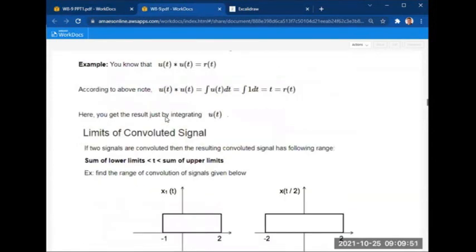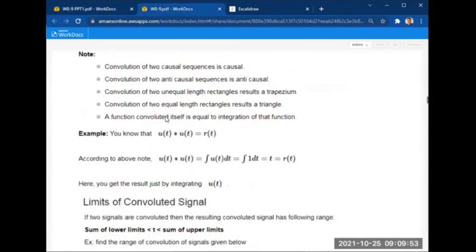Okay, so we have a note here. Good thing we looked at our module. So we have a few notes. Number one, convolution of two causal sequences is causal. Convolution of two anti-causal sequences is anti-causal. Convolution of two unequal length rectangles results in a trapezium. Convolution of two equal length rectangles results in a triangle. A function convoluted with itself is equal to integration of that function.